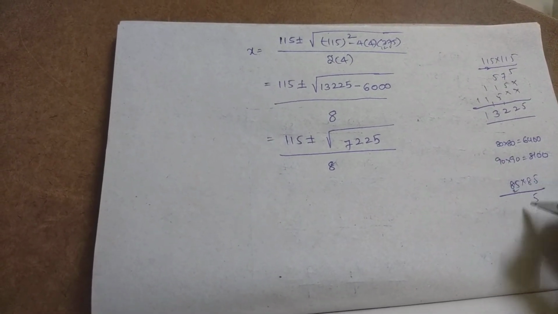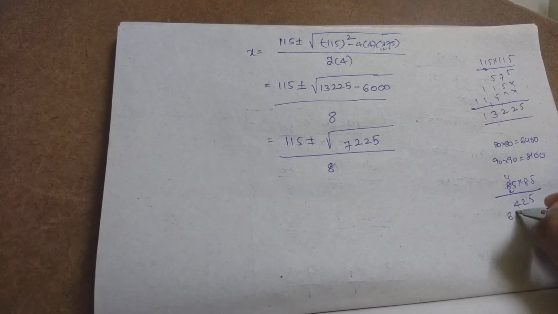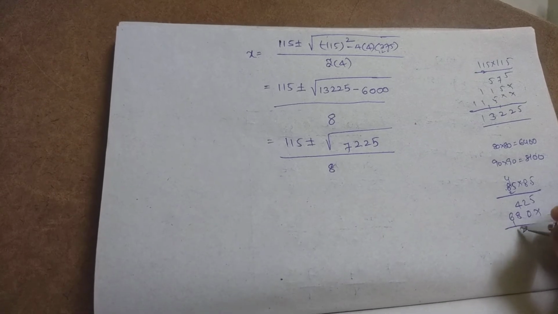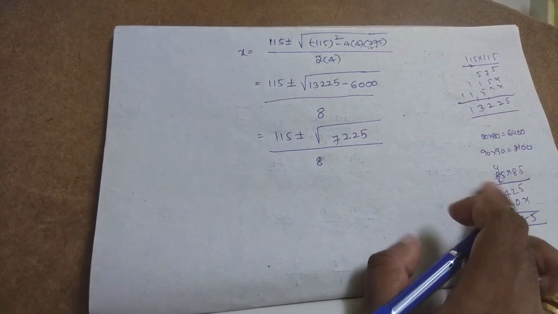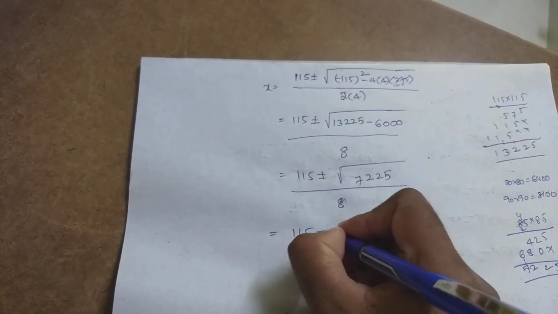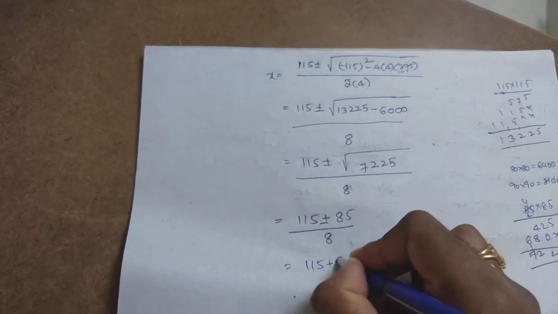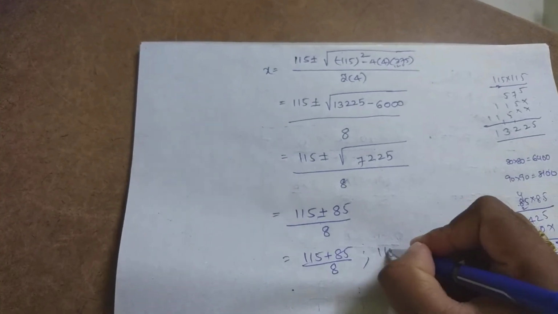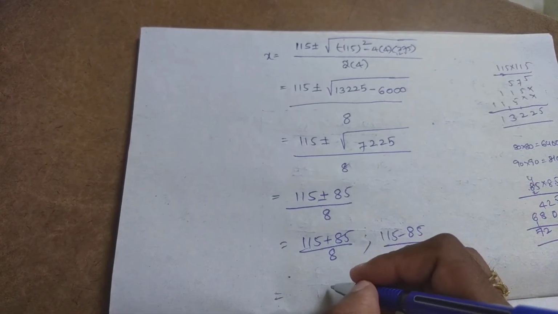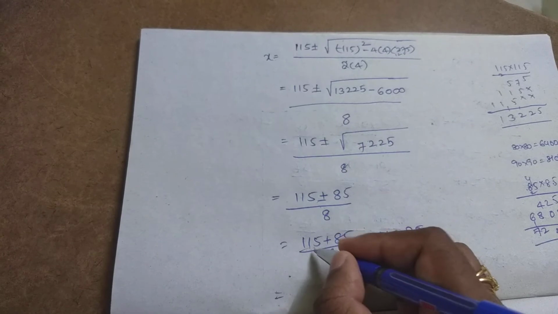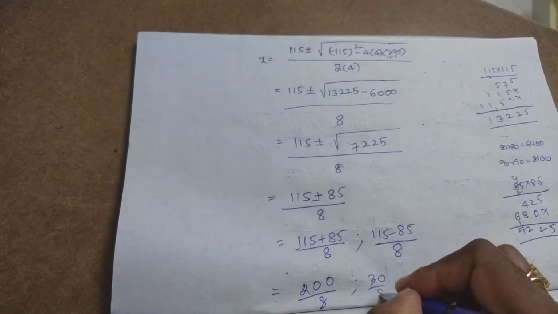5 5s are 25, 5 8s are 40 plus 2 is 42, 8 5s are 40, 8 8s are 64 plus 4 is 68, 5 2s are 10, 8 8s are 64 plus 4, 68 plus 1 is 7. So 7225. Yes, so the square root of 7225 will be 85. So 115 plus or minus 85 by 8. Let us write it as 115 plus 85 by 8 and 115 minus 85 by 8. What do we get? 115 plus 85, 5 plus 5 becomes 10, 1 plus 8 is 9, 9 plus 1 is 10. So 200 by 8. The other one will be 30 by 8.